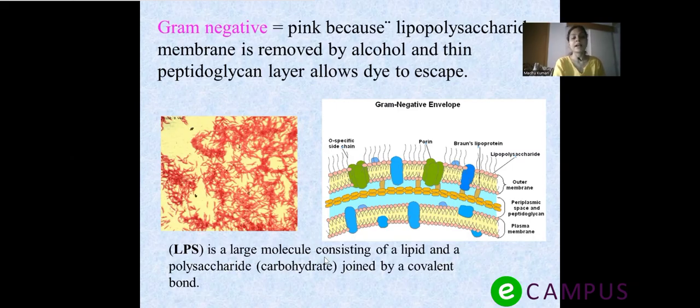LPS is a large molecule consisting of a lipid and polysaccharides joined by a covalent bond. So this is the O-antigen specific side chain, and this is the lipopolysaccharide. This is the periplasmic space and peptidoglycan, and it is thin compared to gram-positive bacteria. That's why they remove the crystal violet stain.